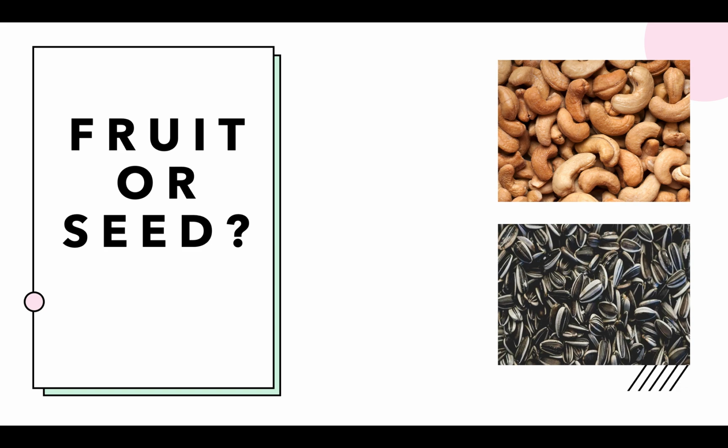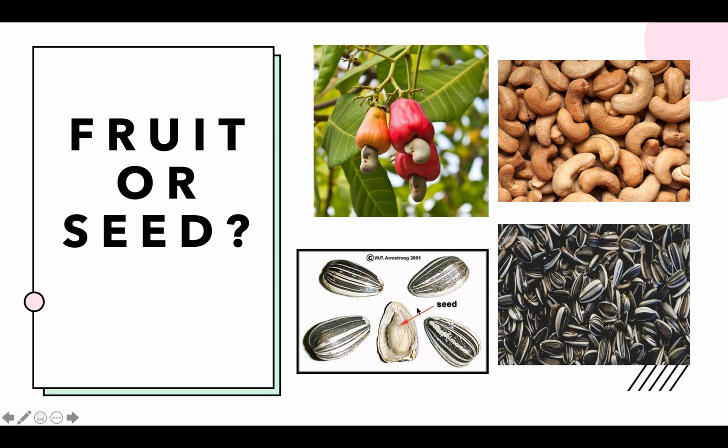The images you can see are that of a sunflower and a cashew. But between the two, which do you think is the fruit and which is the seed? Right now, you might say both cashew and sunflower are seeds, although really one isn't. This is because the one we commonly refer to as the sunflower seeds are actually fruits.